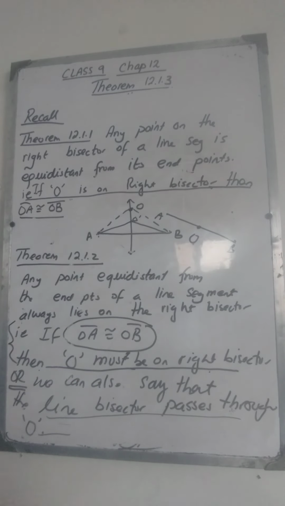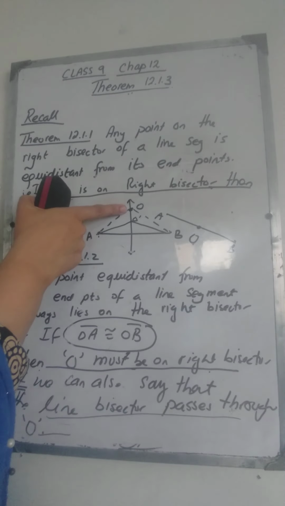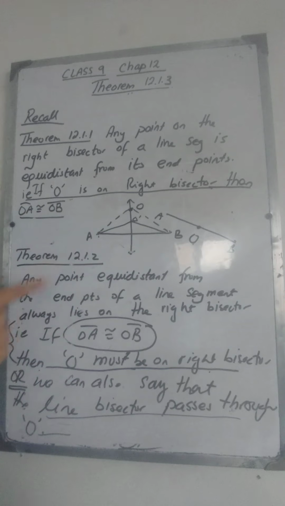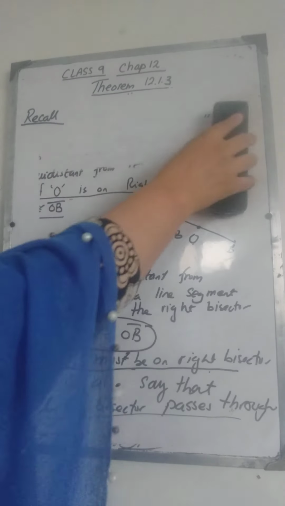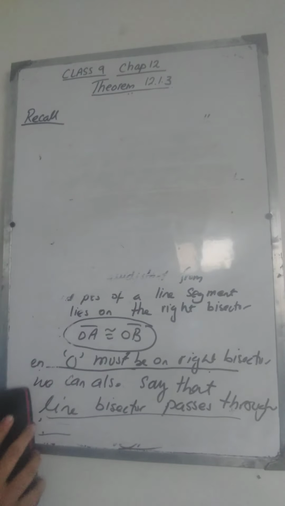So you must understand these two statements very well before going into the proof of theorem 12.1.3. So let's start the theorem. Whenever you have a point on the right bisector, it will be equidistant. If a point is equidistant, it will be on the right bisector. Both the statements are important to understand before going into the proof of theorem 12.1.3. And let me write the statement of the theorem and then let's start the theorem.